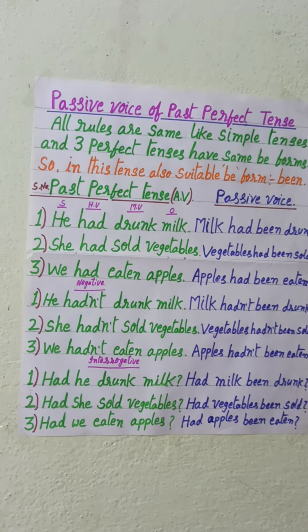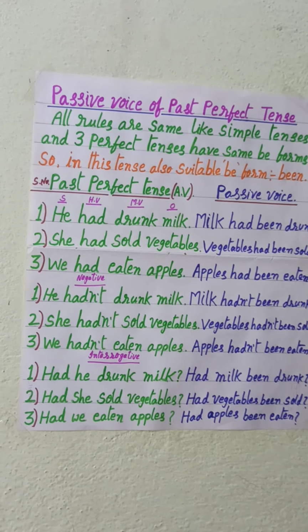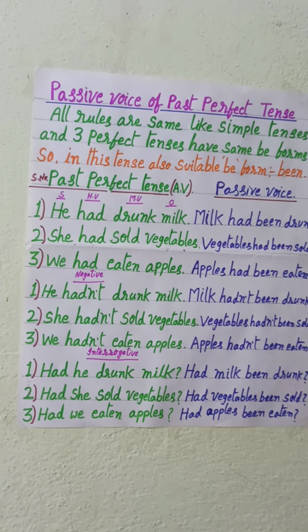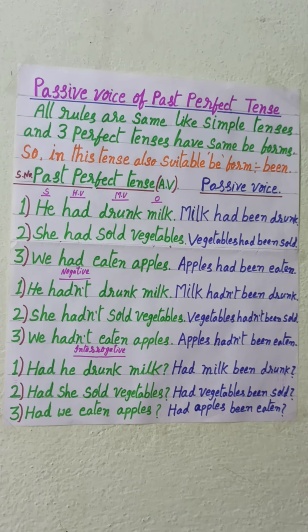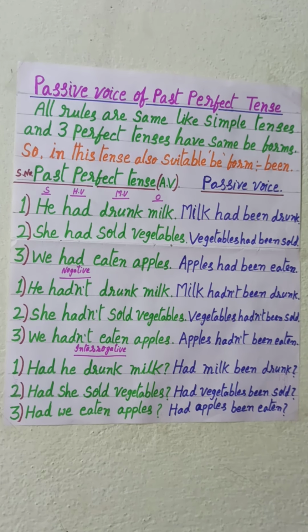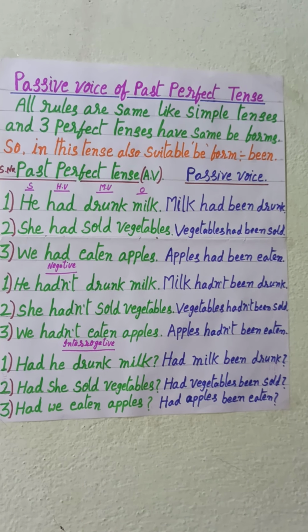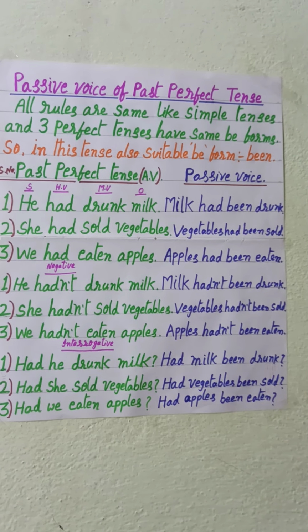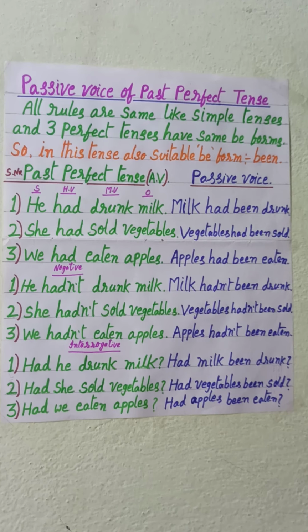If we want to change interrogative sentence, we will write helping verb before the subject in the active voice and passive voice and add question mark at the ending of the sentence. For example, first sentence, had he drank milk, and add question mark. In the passive voice, had milk been drunk, and add question mark.